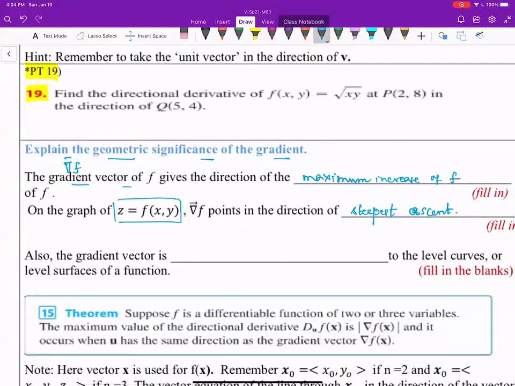Also, the gradient vector is perpendicular to the level curve. Always the gradient vector is perpendicular to the level curves or level surfaces of the function.